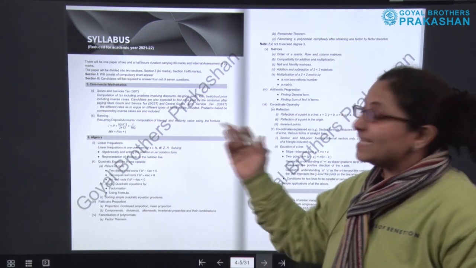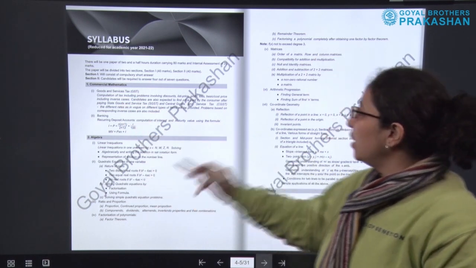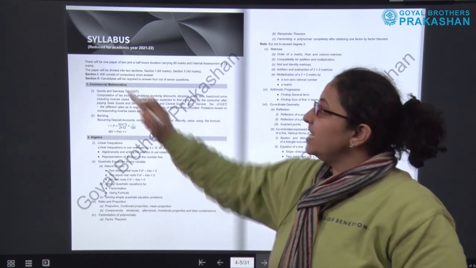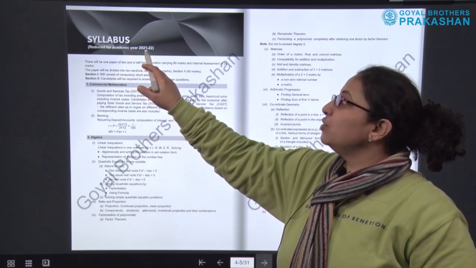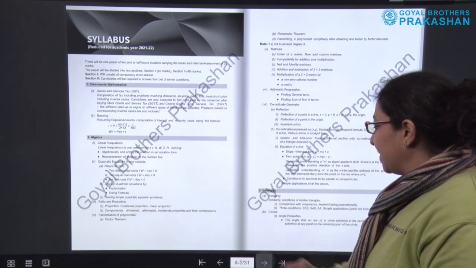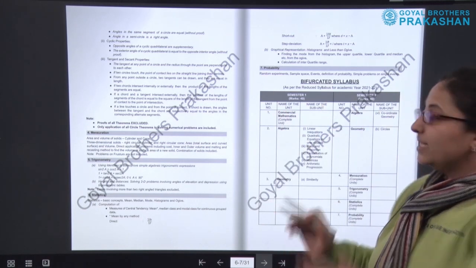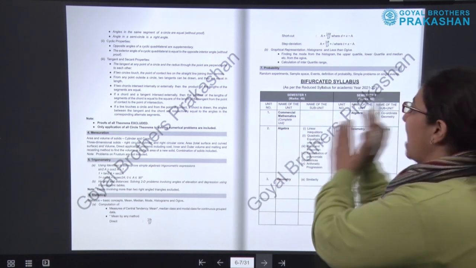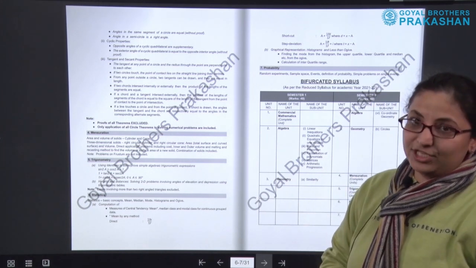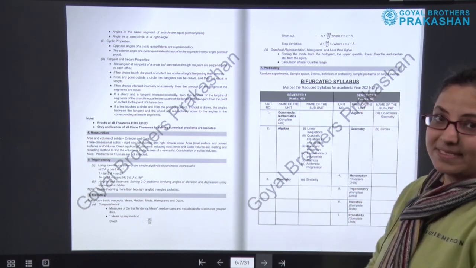To start with, let us see the syllabus. In the starting of the book, the complete syllabus is given, unit-wise. Let me also tell you that this syllabus is the reduced syllabus for the academic year 2021-2022. After the complete syllabus, the bifurcated syllabus is given for semester 1 and semester 2. As we all know, both the semesters are for 40 marks each. This is the book for semester 2, so we will only be talking about the semester 2 syllabus.